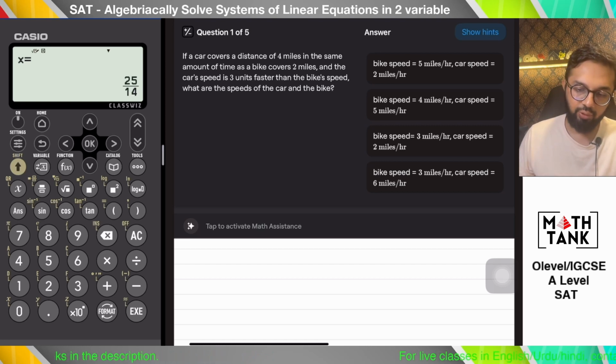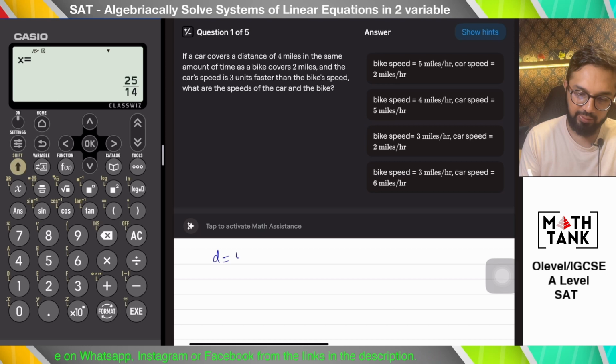If a car covers a distance of 4 miles in the same amount of time as a bike covers 2 miles, and the car's speed is 3 units faster than the bike's speed, what are the speeds of the car and the bike? Okay, so I'll have to first construct equations. The car's distance is 4 miles and the bike covers 2. The time for both is the same, so let's call that x, and the car's speed is 3 units faster.